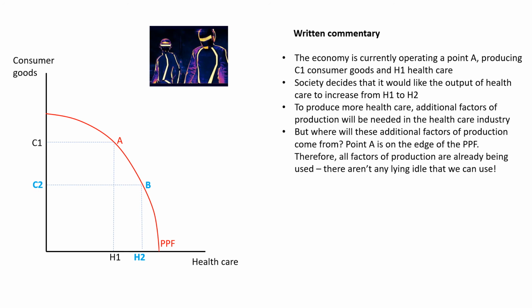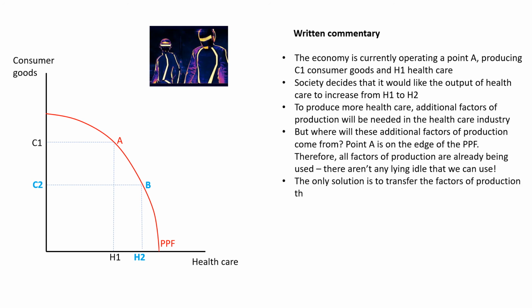So as I say, if you want to increase the output of healthcare, great. You'll need extra factors of production, but where will they come from? There aren't any lying idle, because one of the assumptions of the PPF is that to operate on the edge of the frontier, all factors of production must be fully utilised. Therefore, if we want to produce more healthcare, we will have to transfer the factors of production that we need from consumer goods into healthcare. And that's what's coming next in our commentary.